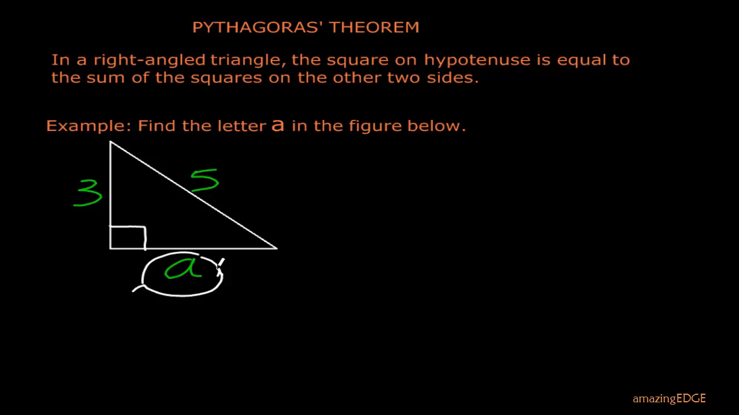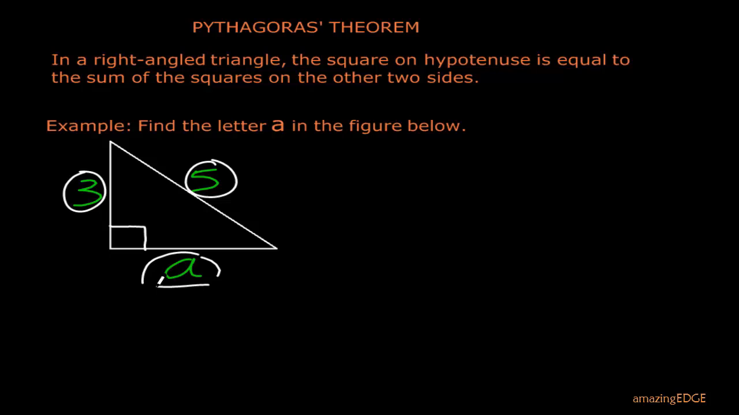The reason is because we have 3 sides. This side is given, this side is given, so the only unknown side is this adjacent, the A. The letter A is the unknown, and we are working with a right angle triangle. So with that, we can apply the Pythagoras theorem.